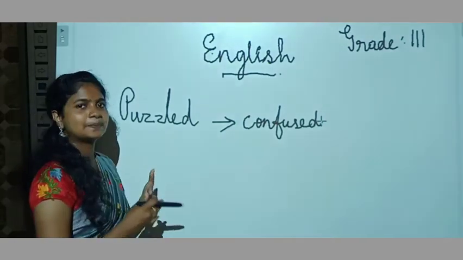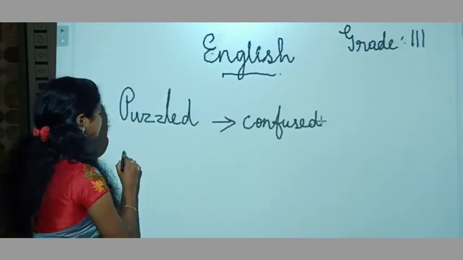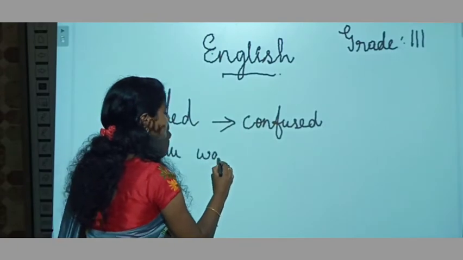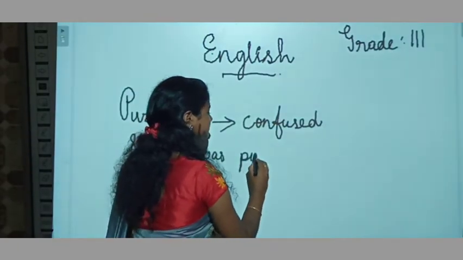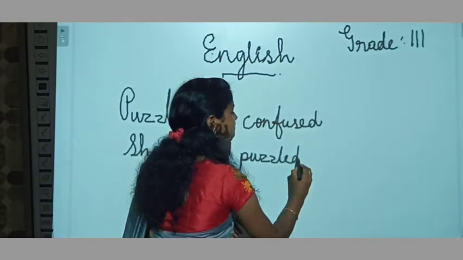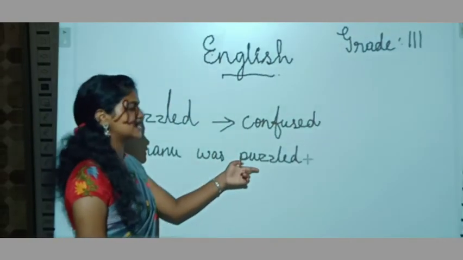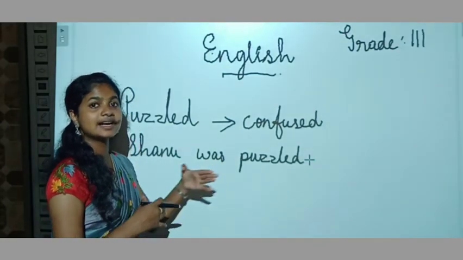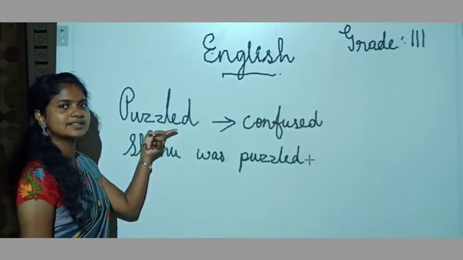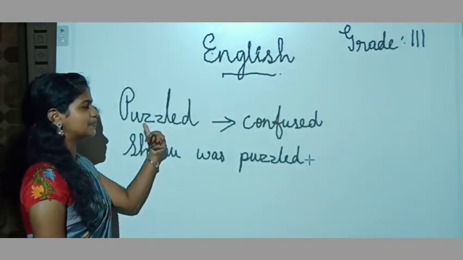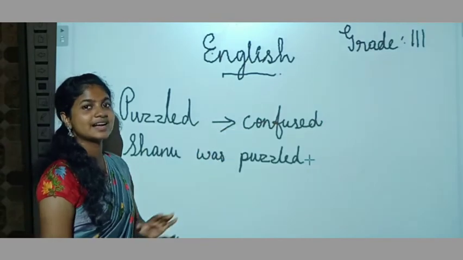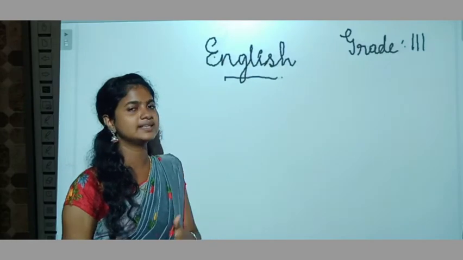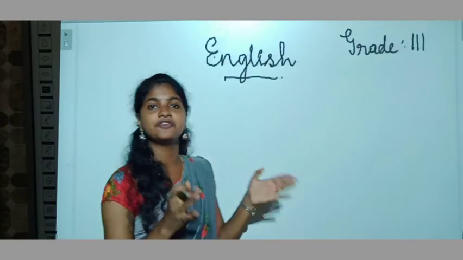Okay? Puzzle. For example, Shanu was puzzled, which means Shanu was confused. How will you pronounce? Yes, very good. Puzzle, which means confused.